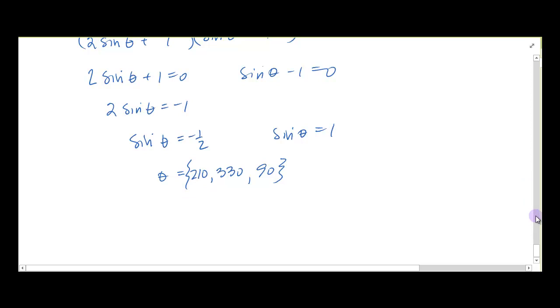So you can see that we can use our identities to get everything in the same terms, all of the same trig term, to then solve.